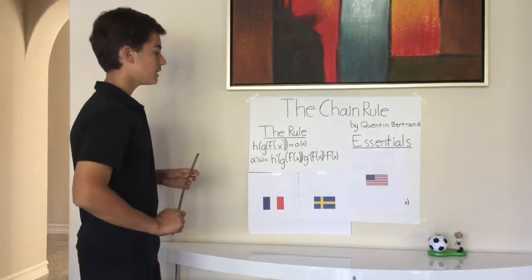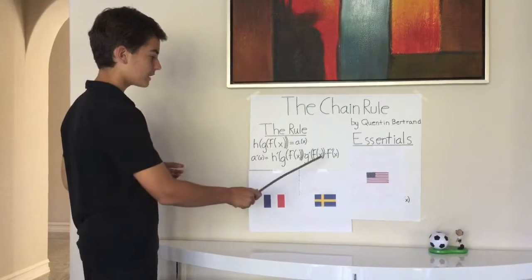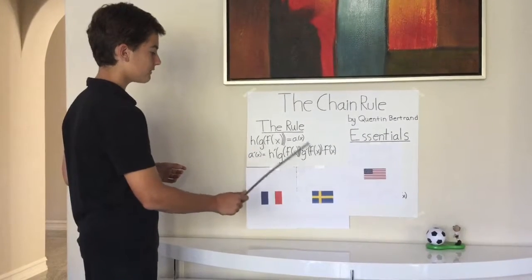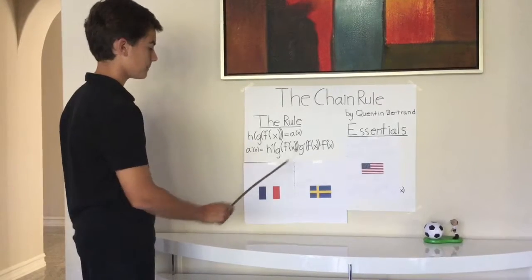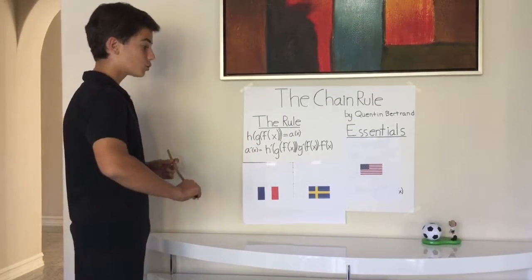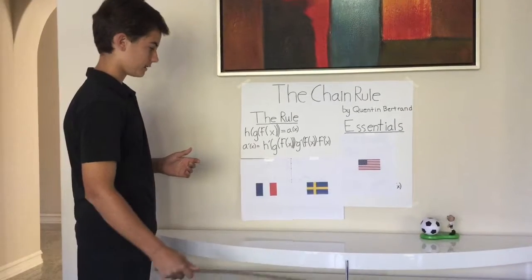So the chain rule is applied when we have a function a of x, which has multiple inside functions, such as here, where it's h of g of f of x. So it is used to find the derivative of this function a of x.